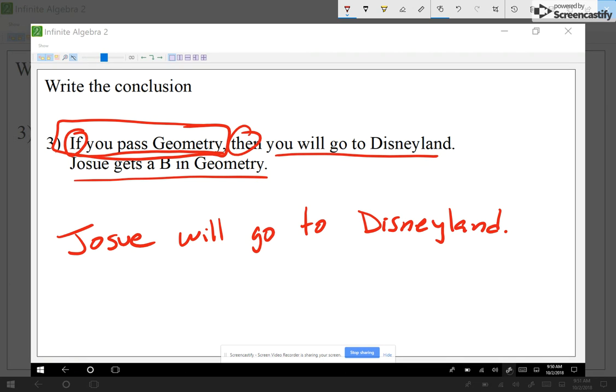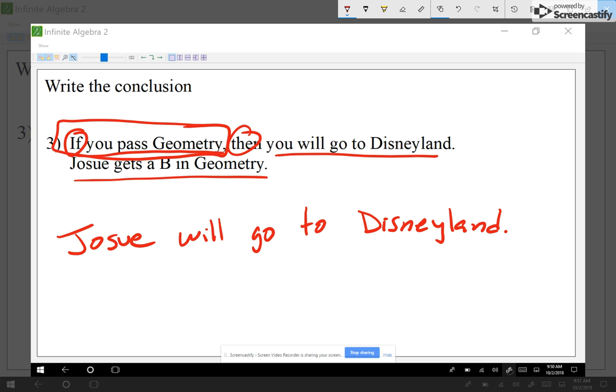For deductive reasoning, we're giving you a condition. My first statement is a conditional statement, but then we're telling you something happens. But the condition, the if part, has to happen. If instead of Josue gets a B in geometry, I came in and said Josue gets an F, then I don't know if he goes to Disneyland or not. Right? Because the condition is if you pass geometry.